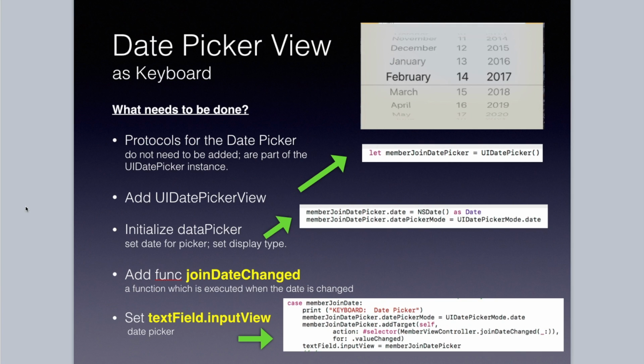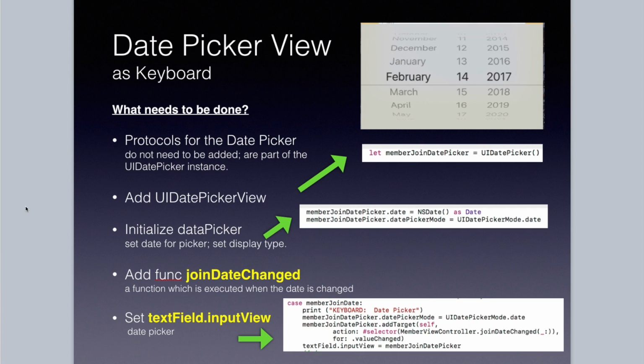But just so you know, do we need protocols for a date picker? It turns out you don't need protocols for a date picker. But you do need to create an instance of the date picker, and then it brings all of the functions and properties that it needs into the environment. All we have to do is just do some delegation here. So the date picker, we're going to need to initialize the date picker. In other words, we created an instance of the date picker as member joined date picker, and we'll say that we want to use today's date. NSDate parentheses is a value for today's date.